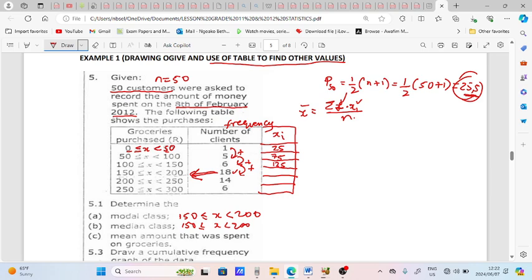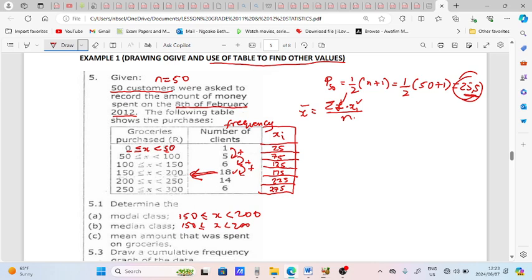Now 150 plus 200 divided by 2. The next one, 200 plus 250 divided by 2. Are you getting 225? And then 250 plus 300 divided by 2.